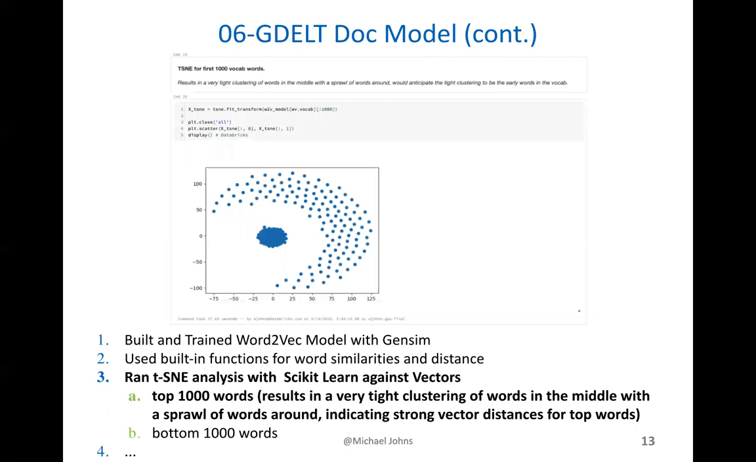So we did a plot using scikit-learn against the Word2Vec using t-SNE, and on the early 1,000 words we see very tight clustering around the early words in the vocabulary, and then it spreads out as you move away from those early words. That's what you expect in the ordering of the vocabulary. It's ordered by importance, so that comes through in the way this scatter plot shows.